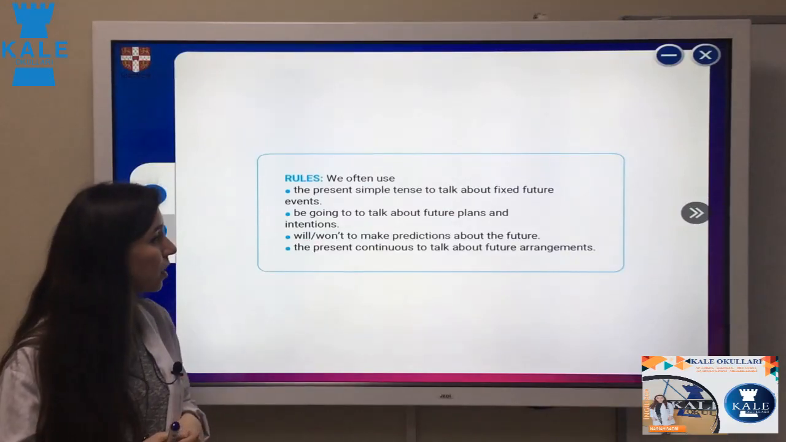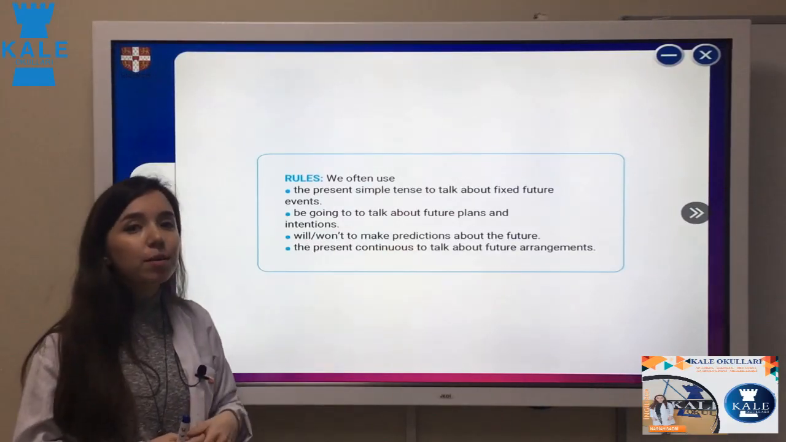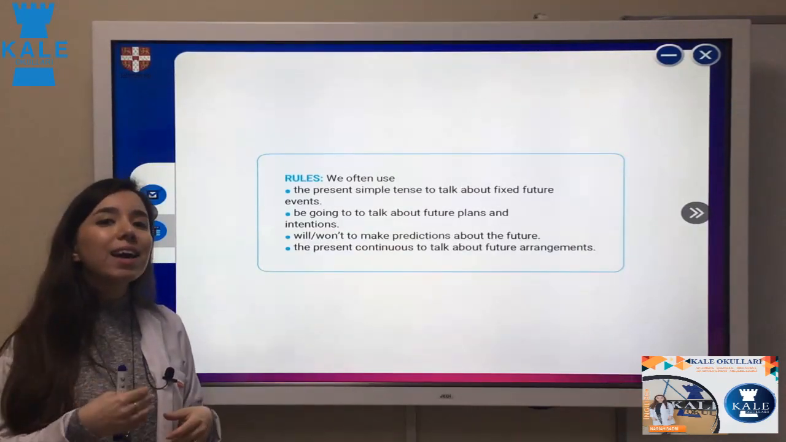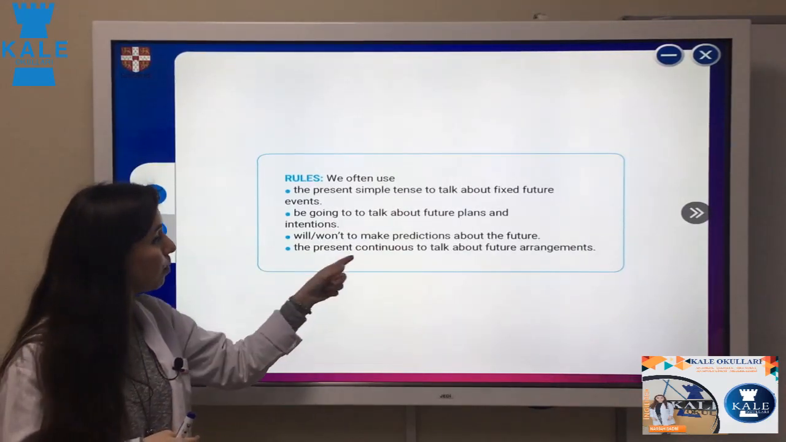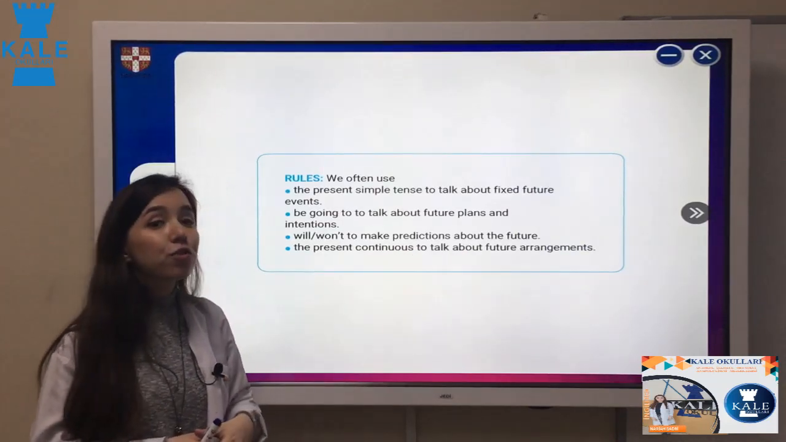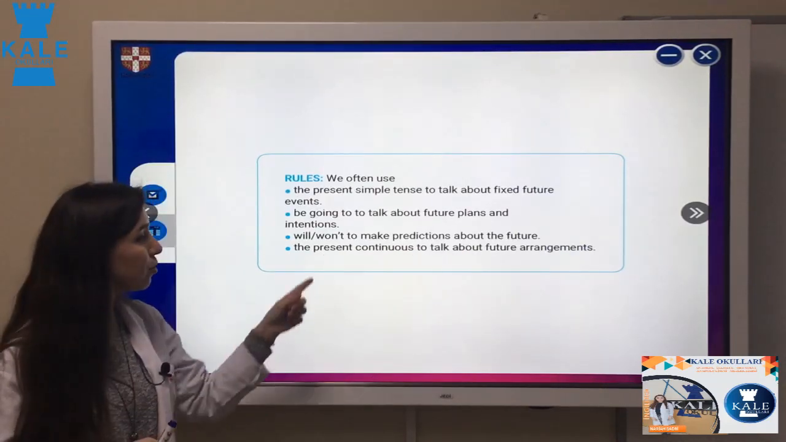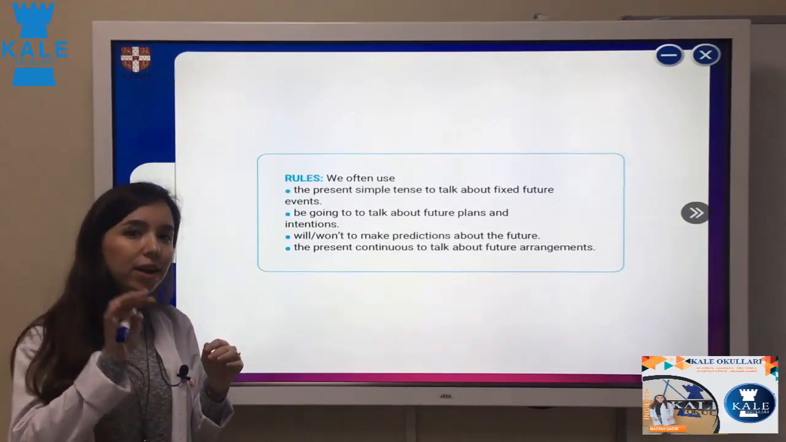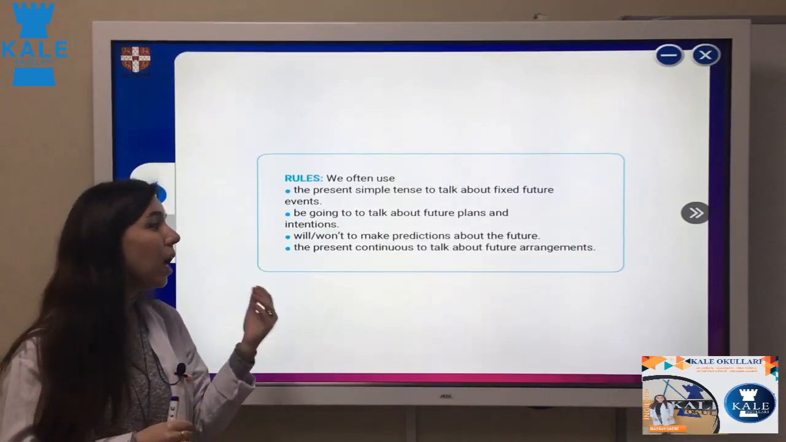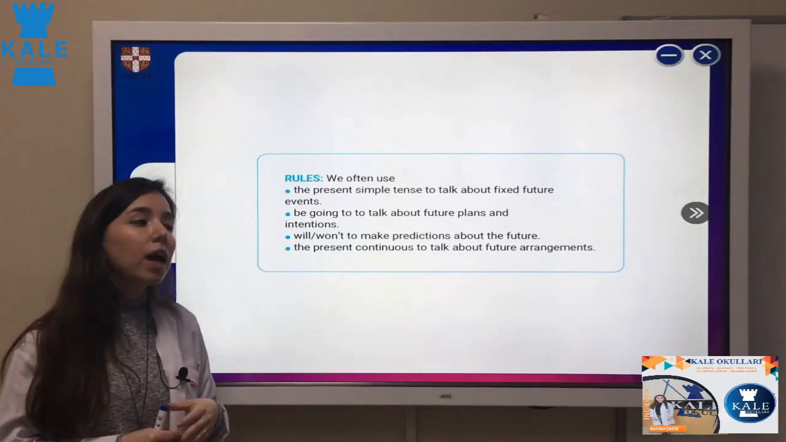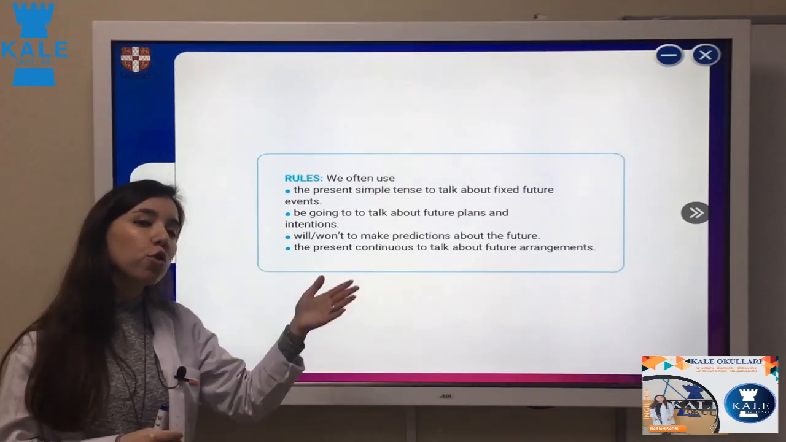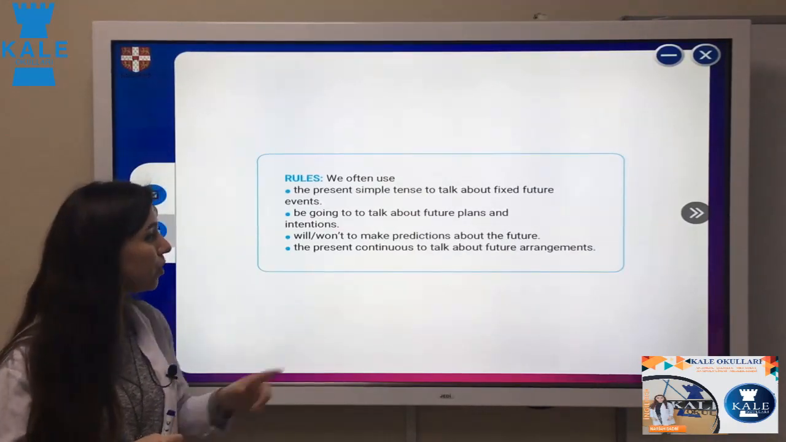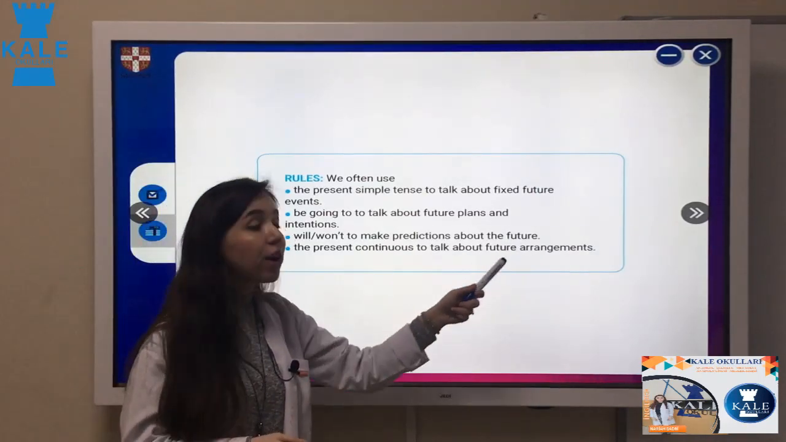Will or won't, as I told you, to make predictions about the future. We talked about it a lot. Because of that, now again, I don't want to talk about it. The present continuous to talk about future arrangement. What is arrangement? Present continuous, you remember, yes? Am, is, are plus verb plus ing we use. For example, I am talking with my friend. She is planning for the future. She is cooking. Just am, is, are plus verb and ing to talk about future arrangement.